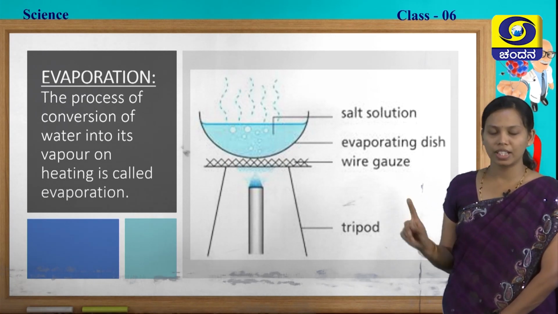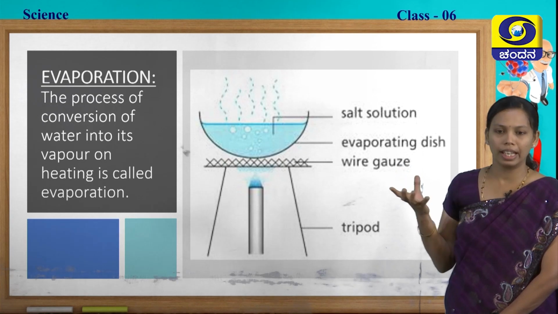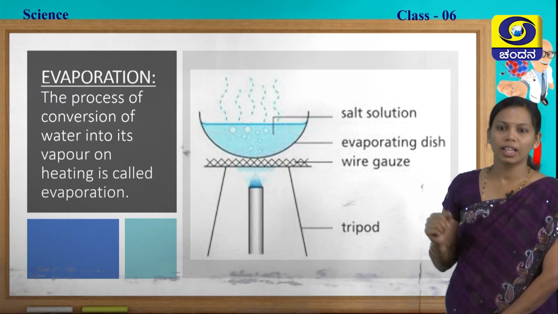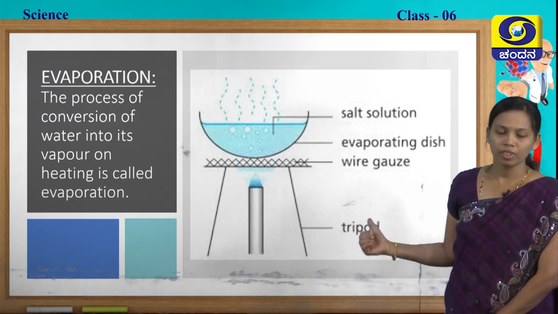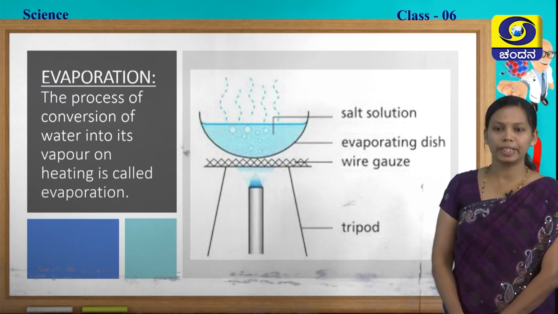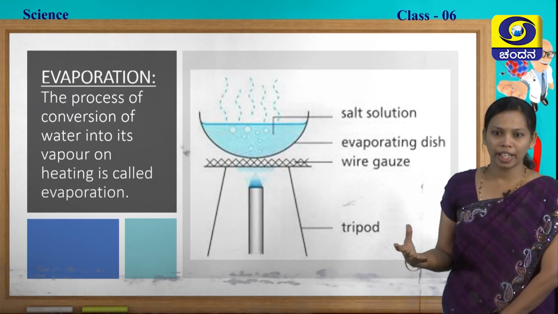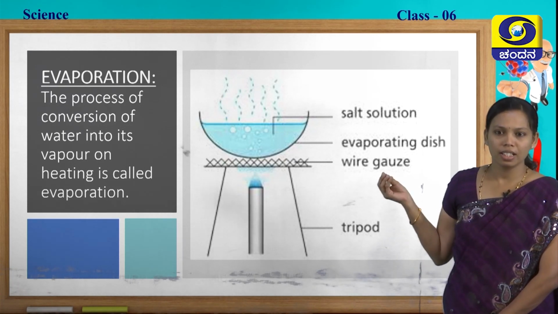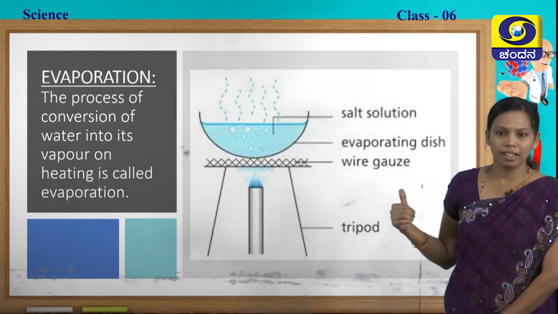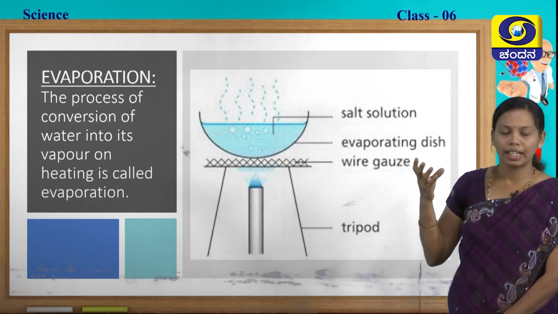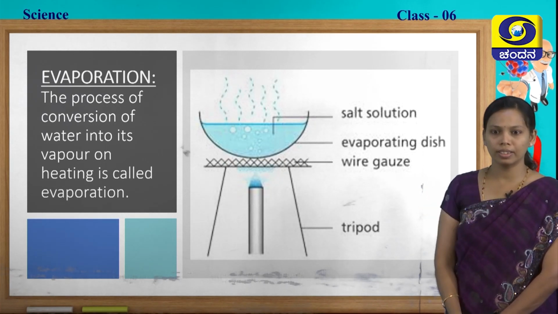In that, first we take the salt solution in a container known as an evaporating dish, and after that we heat it using a spirit lamp. We have to heat it until we get the solid in the container. The water in the container starts to evaporate, and at last we will get the salt in the container.